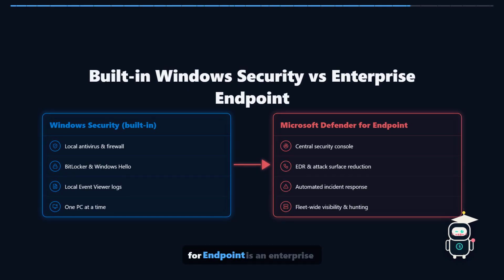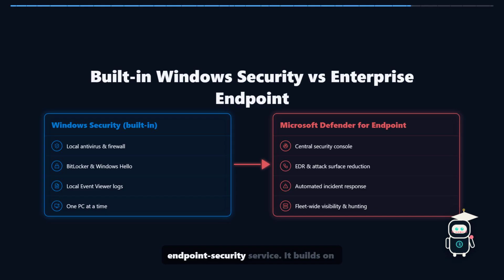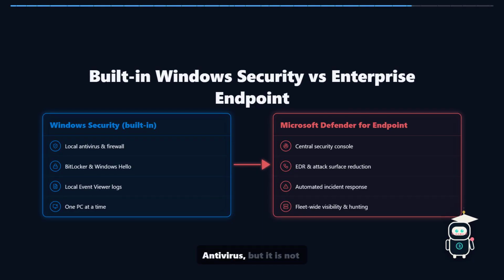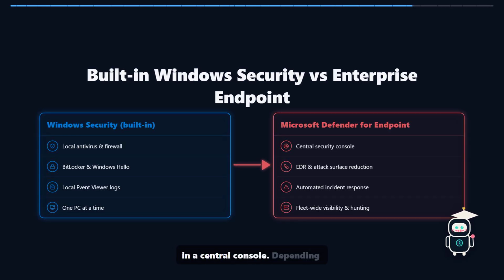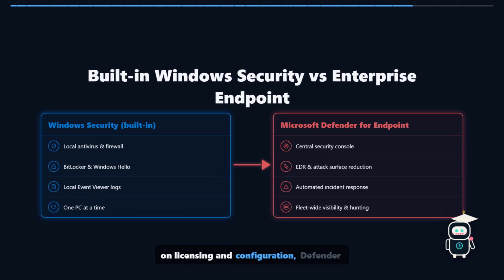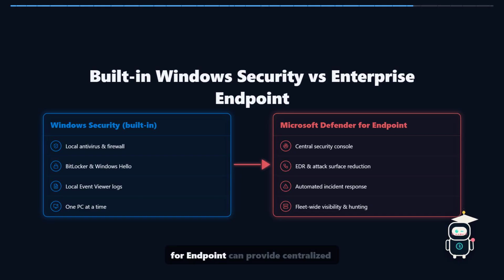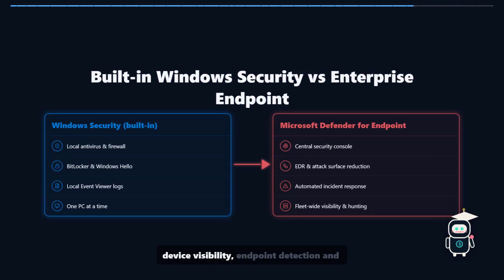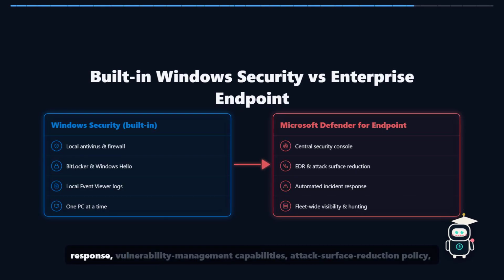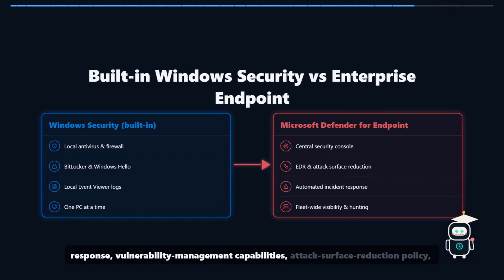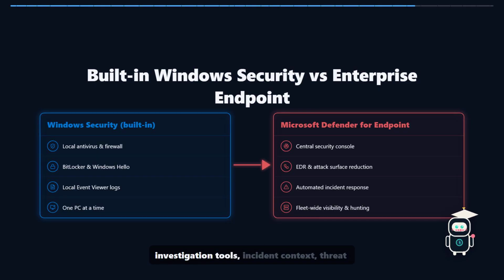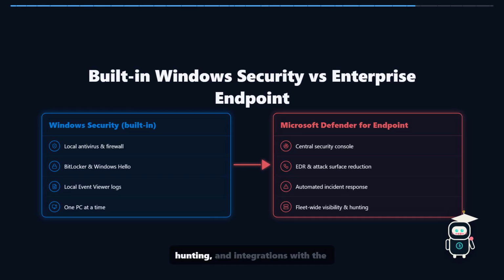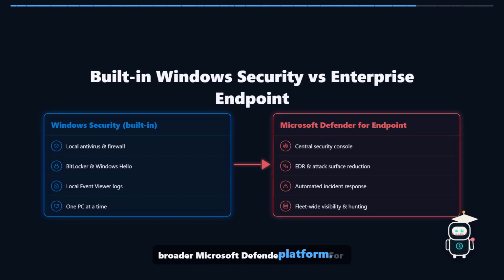Microsoft Defender for Endpoint is an enterprise endpoint security service. It builds on endpoint protections such as Defender Antivirus, but it is not merely the same antivirus engine in a central console. Depending on licensing and configuration, Defender for Endpoint can provide centralized device visibility, endpoint detection and response, vulnerability management capabilities, attack surface reduction policy, investigation tools, incident context, threat hunting, and integrations with the broader Microsoft Defender platform.